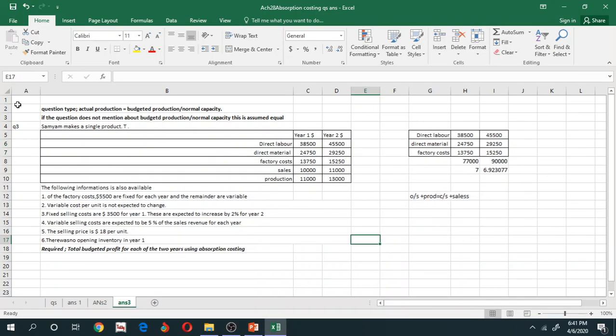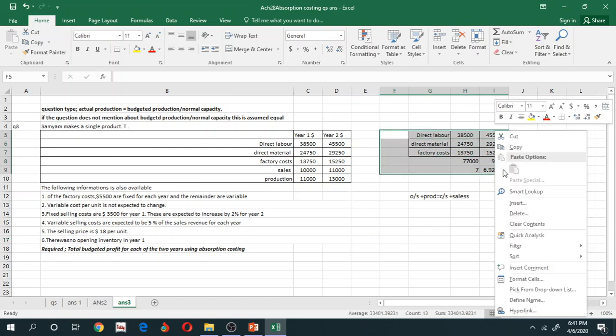So this is question number 3. Question number 3, we have year 1, year 2. There's direct labor, direct material, factory cost, and sales portion. So how to begin this? Okay, I'm going to show you how to do it. It's very simple.